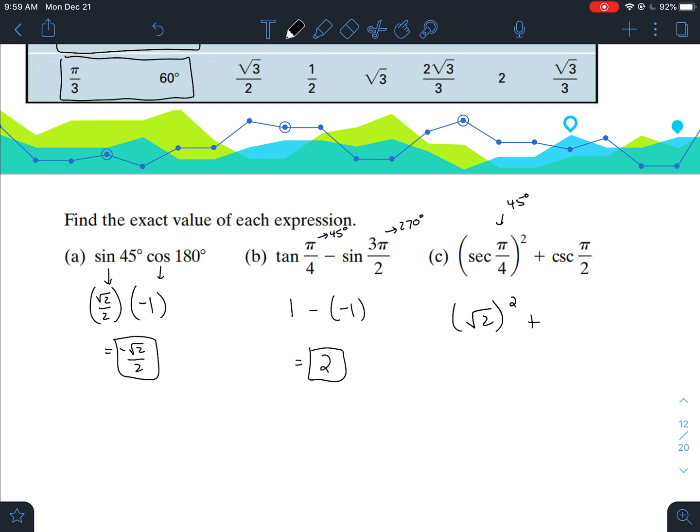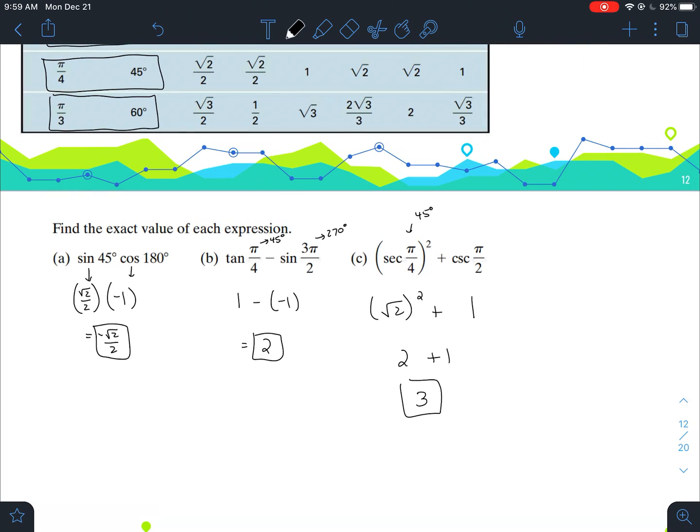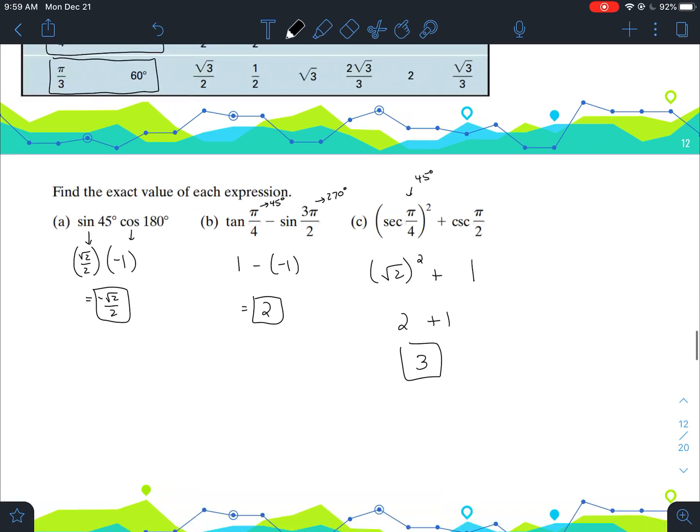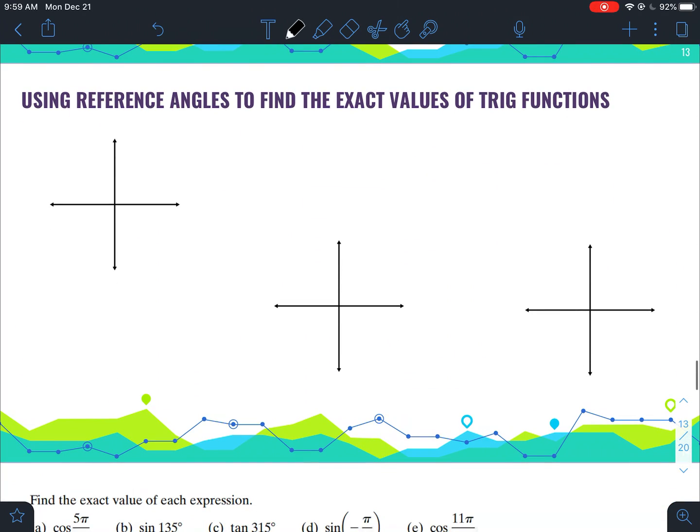The secant at pi over 4. So that's the secant at 45 degrees, which is √2. So we have √2 squared plus the cosecant at pi over 2. That would be 1 over the sine at pi over 2, which is 1. So you have √2 squared, which is 2, and then 2 plus 1, which is 3. So again, these types of problems are going to go a lot faster once you have those reference tables up above memorized.